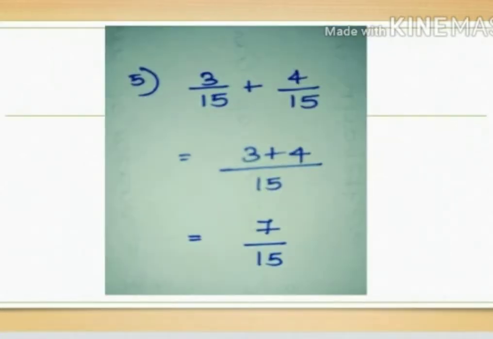Fifth one, 3 upon 15 plus 4 upon 15. Add the numerators 3 plus 4 and write down the denominator as it is, 15. The answer is 7 upon 15.